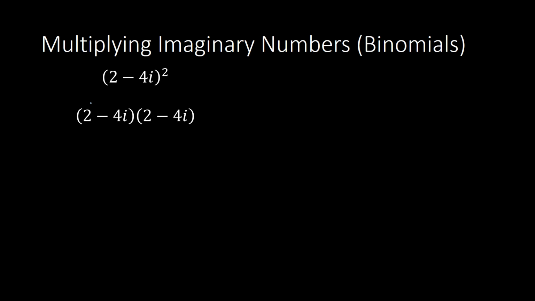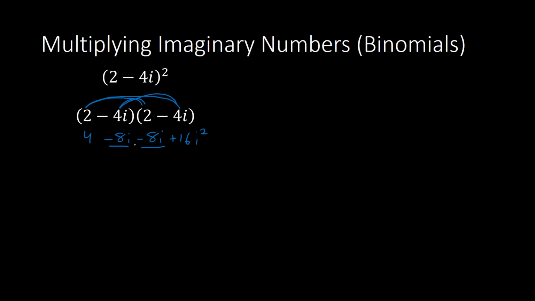Because what I have is going to be 2 times 2 would give me a 4. 2 times negative 4i would give you negative 8i. A negative 4i times 2 would give me another negative 8i. And negative 4i times a negative 4i would give me a positive 16i squared. So if you do not multiply like I just showed you, then you will not get these two terms in the middle that combine. So don't forget to multiply when you get 2 minus 4i squared.